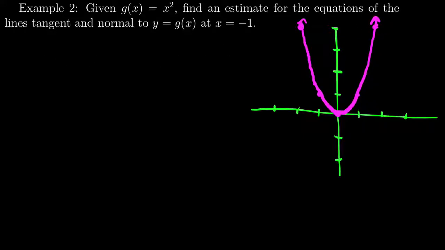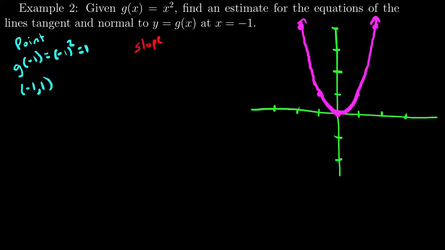Now, in order to find the equation of a line, I need two things. I need the point, and I need the slope. The point we can just get from the function, so I can just do g of negative 1, which is negative 1 squared, which is 1. And that means my point is negative 1, 1.